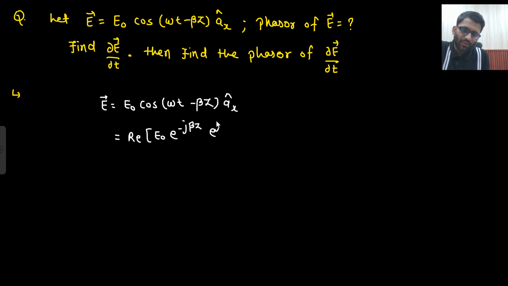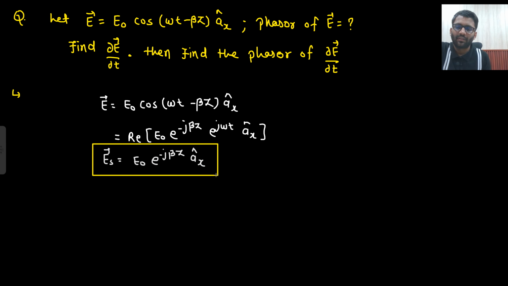Minus j beta z, e to the power j omega t, Ax cap. So what will be the phasor of E? That is E naught e to the power minus j beta z ax cap, just to make it equation 1.